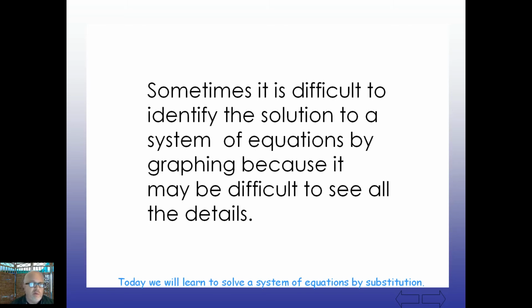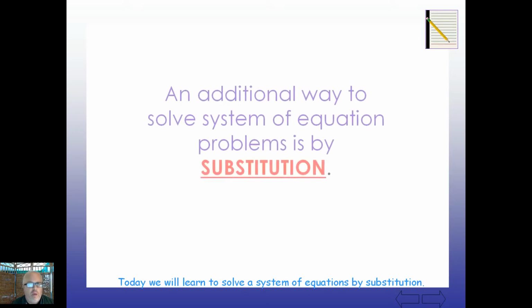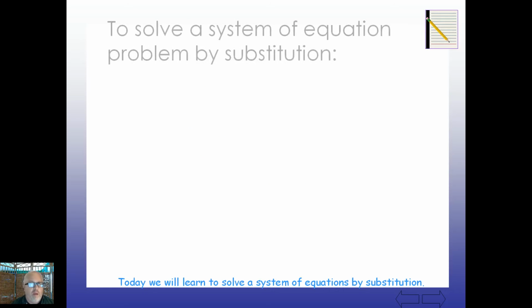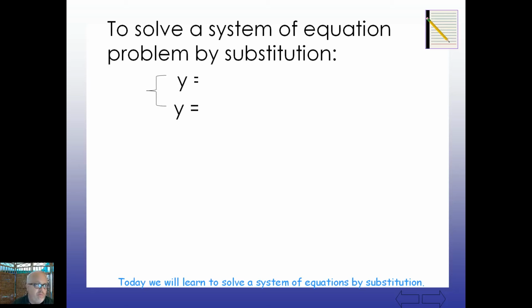Sometimes it's difficult to identify the solution to a system of equations by graphing because it may be difficult to see all the details. So what can we do? An additional way to solve a system is by substitution, which we may have been practicing recently. To solve a system of equations by substitution, let's do this.